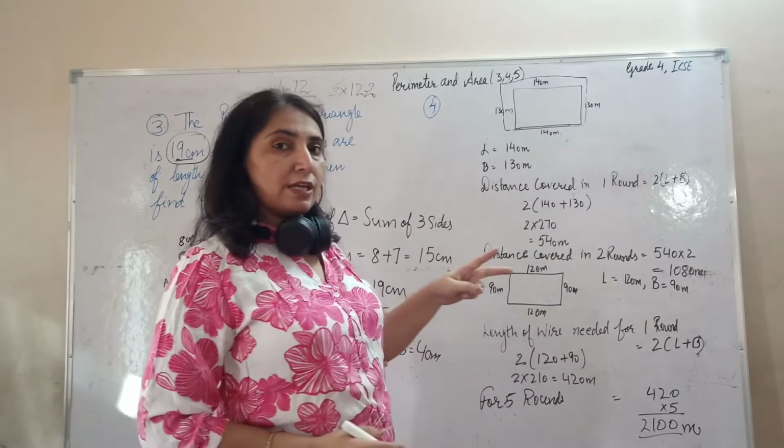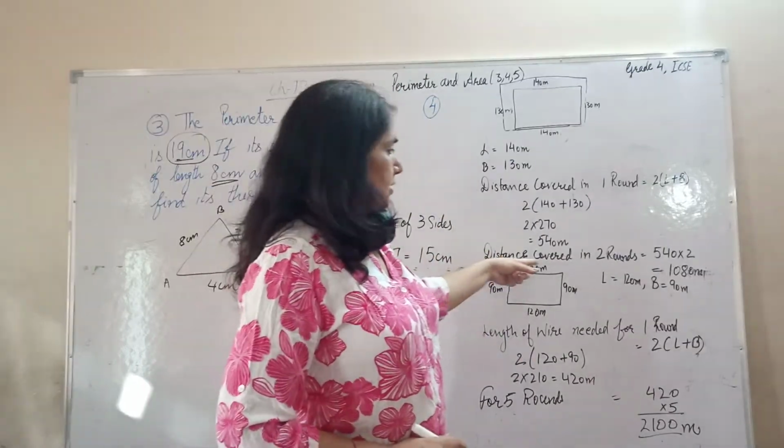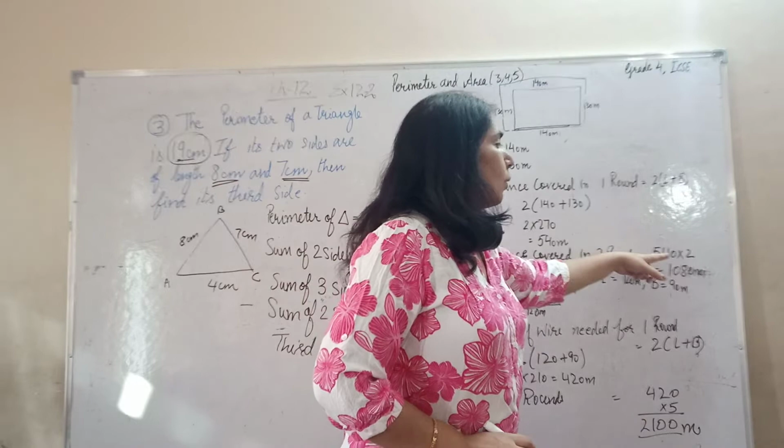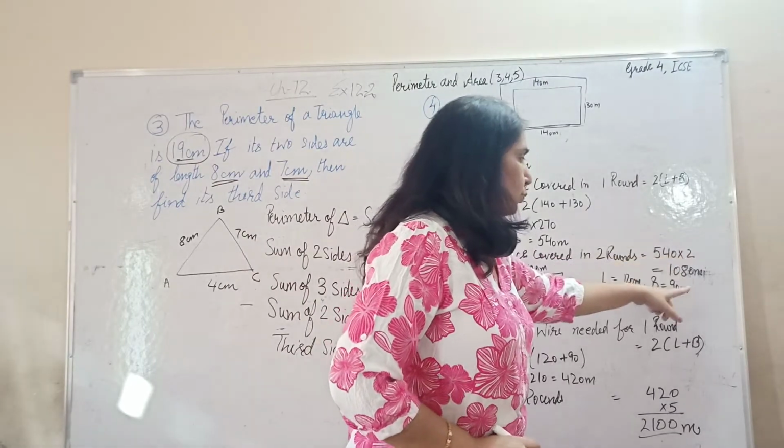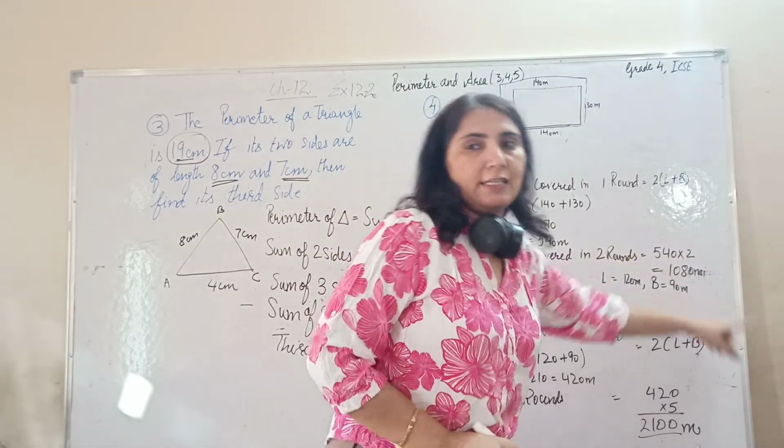If one has to take 2 rounds, distance covered in 2 rounds is 540 into 2, that is 1080 meter.